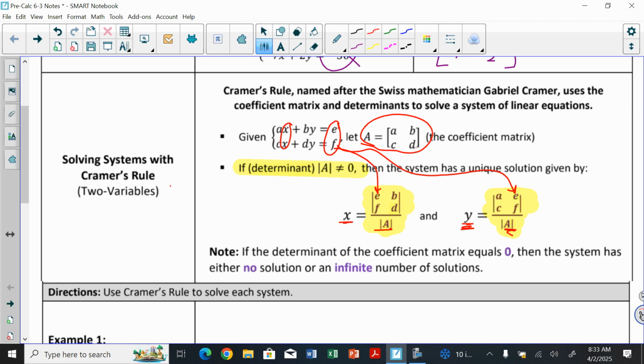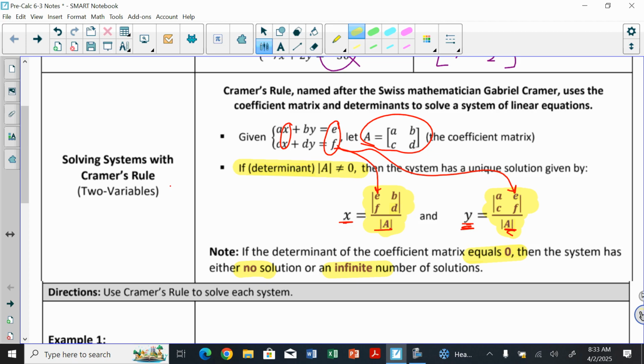Just one more thing to point out is that if we get into a situation where the determinant of the matrix equals 0, then the system has either no solution or an infinite number of solutions. It does not have a unique solution of a point x, y. It would have to be either no solution or an infinite number of solutions, and you could find that out based on the information that you got.